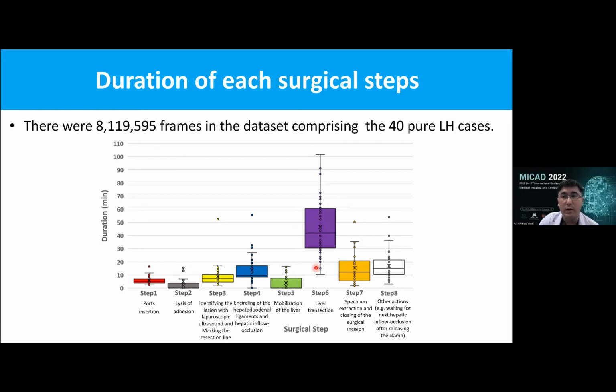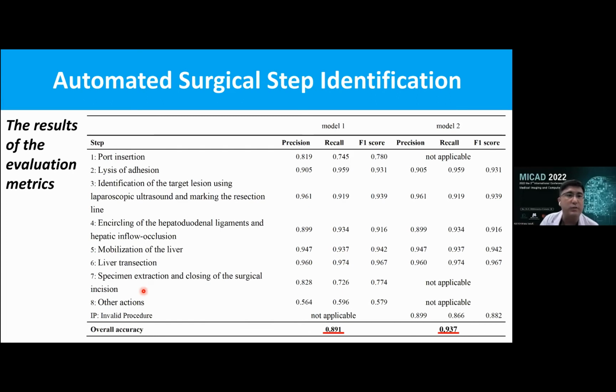The longest step was step 6, liver transection, and the shortest step was step 2, lysis of adhesion. This slide shows the results of the evaluation metrics. For our model 1, the overall accuracy was 0.891, and for model 2, the overall accuracy was 0.937.